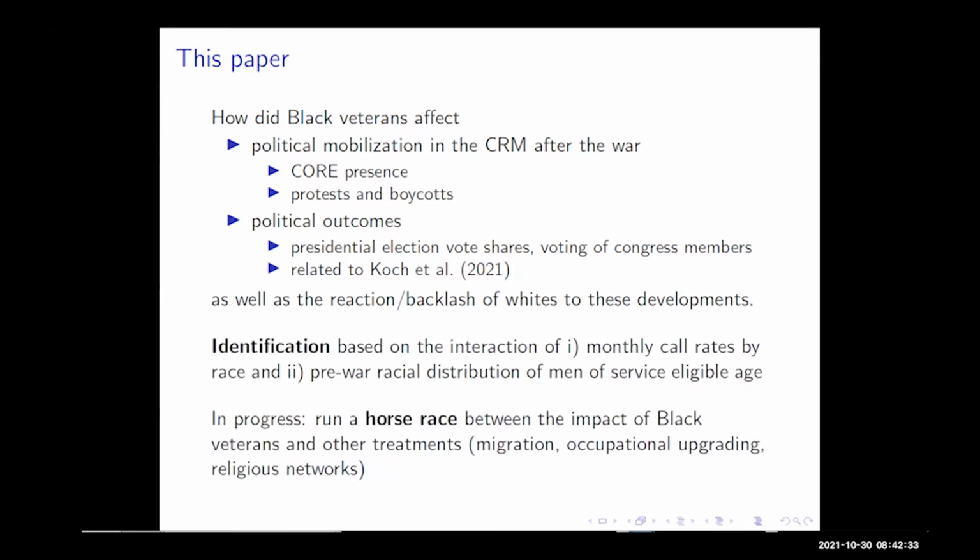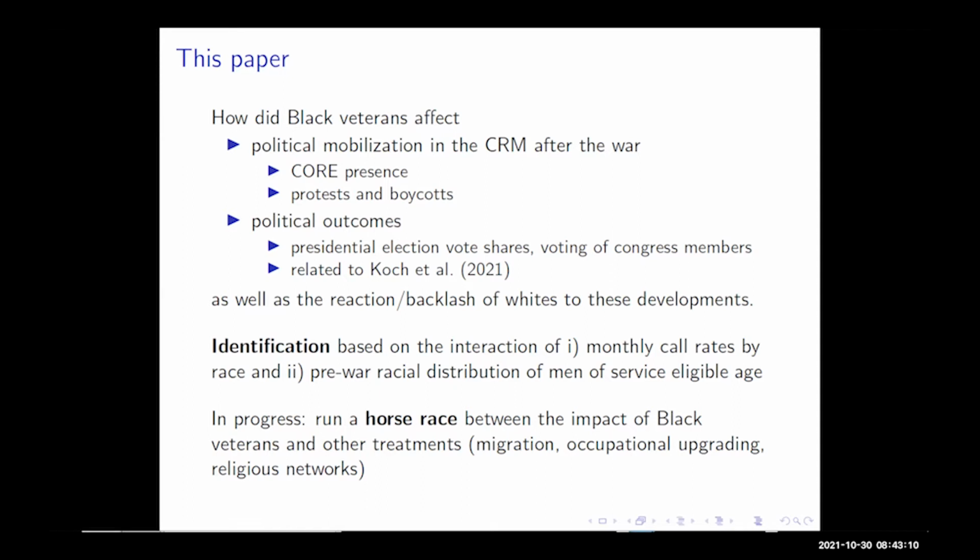Now, it's difficult to get identification for draft rates, or white draft rates in this case. So what we're trying to do is to extract some exogenous variation that comes from the monthly call rates by race that were imposed by the federal government, together with the pre-war distribution of Blacks and whites in each county or congressional district, which we control for later. And so hopefully this will give us a reasonable instrument for the actual share of Black veterans.